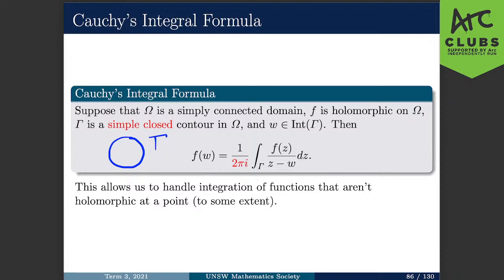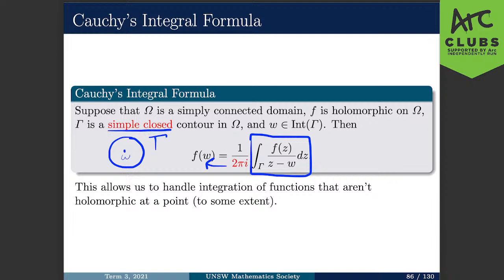then if I have a point W that's inside the interior of gamma, I can evaluate this integral in this way. This is saying that if we want to evaluate an integral of this form, all I really need to do is to sub in W into my function and multiply it by 2 pi i. Then I can evaluate this integral. So really this is just a method to handle integrals of functions that aren't holomorphic at a point. But as with all of the theorems, just make sure you're a little bit careful when you apply this. Make sure all of these conditions are actually satisfied when you're applying it.